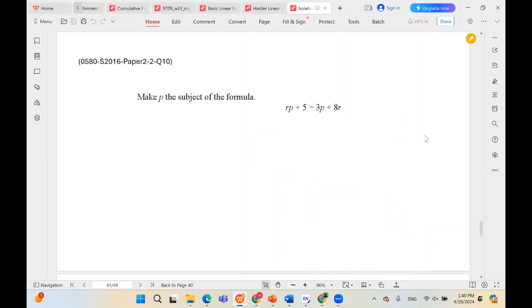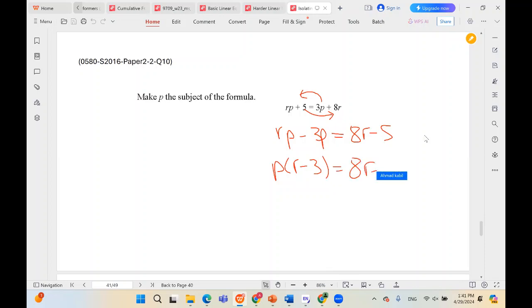Here we want to make p the subject of the formula. So first, let's just take p to the left. We have rp minus 3p. And then let's take the 5 to the right. So this would be 8r minus 5. And let's take out p as a common factor. So we have p times r minus 3 equals 8r minus 5.